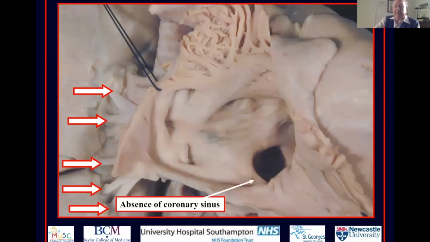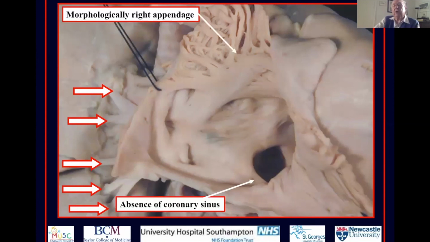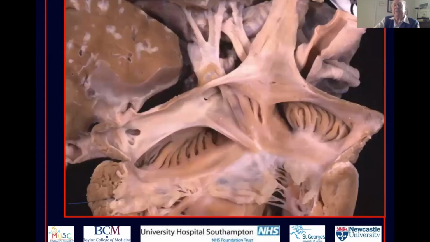So if you have direct connections, as you see here, you should anticipate right isomerism. And this is a case of right isomerism, and the phenotypic feature is absence of the coronary sinus, with the veins draining into an atrial chamber possessing a morphologically right appendage.